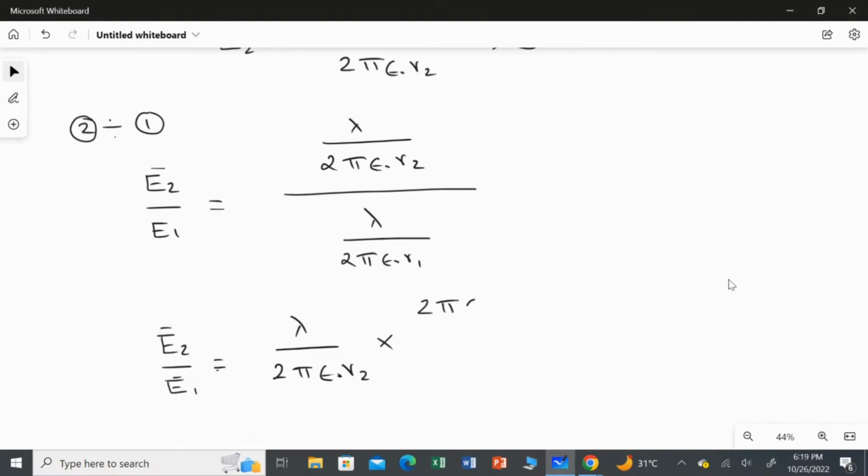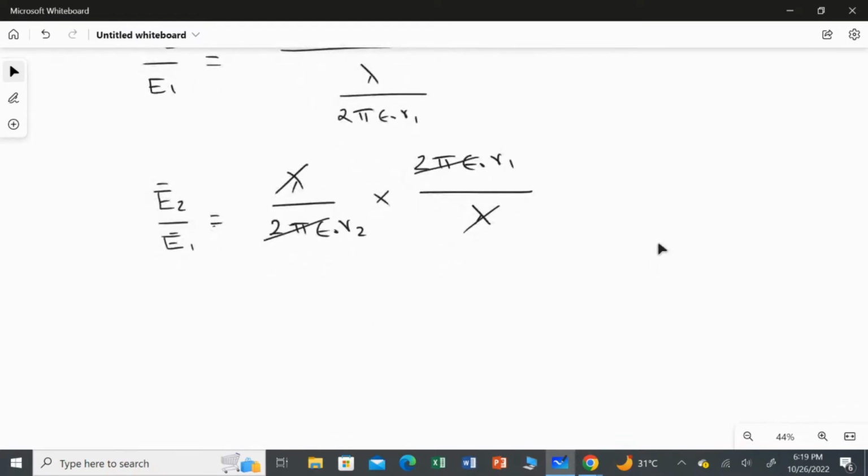So 2 pi epsilon naught r1 over lambda. Now you can cancel the same term. I can cancel this linear charge density lambda with lambda, and also 2 pi epsilon naught I am going to cancel here. Now what is remaining? On the right hand side we have only R1 and R2, and on the left hand side E2 and E1. Am I right?